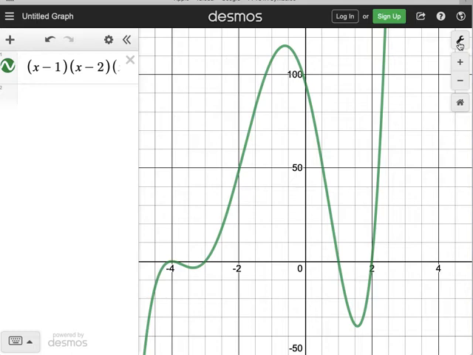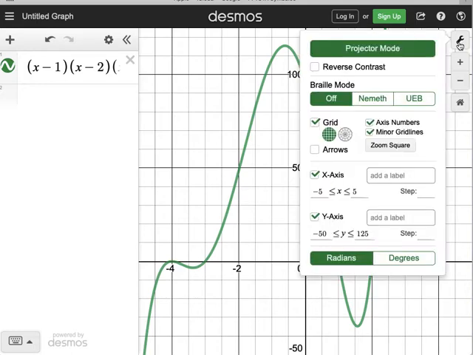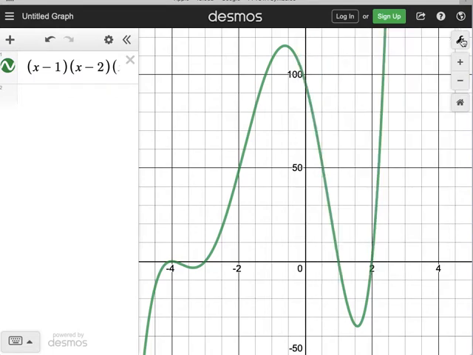Now again, you should try that. You should try pressing the wrench. You should try changing your x parameters for the x-axis and your y parameters for the y-axis, and see if you can make your graph on Desmos.com look as nice as this particular image here.